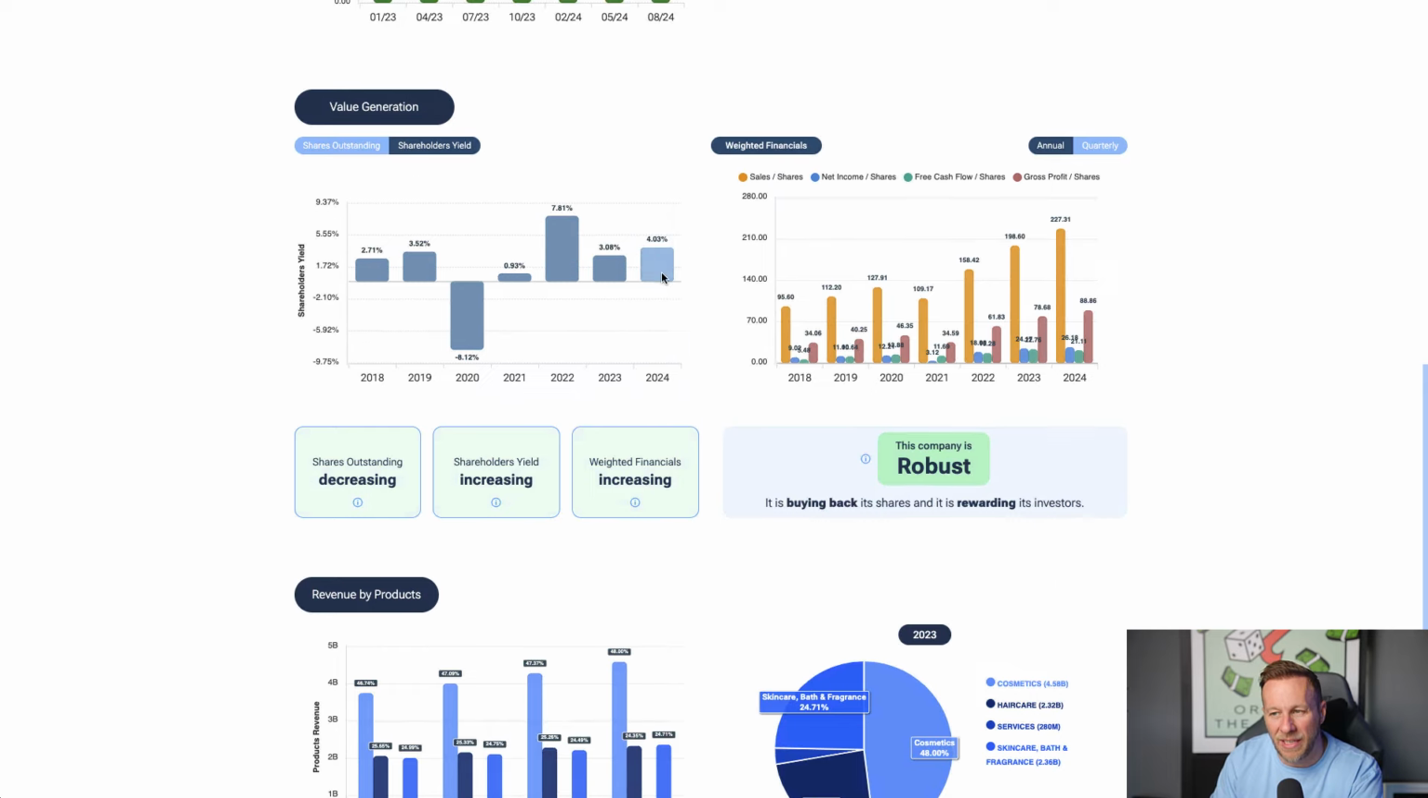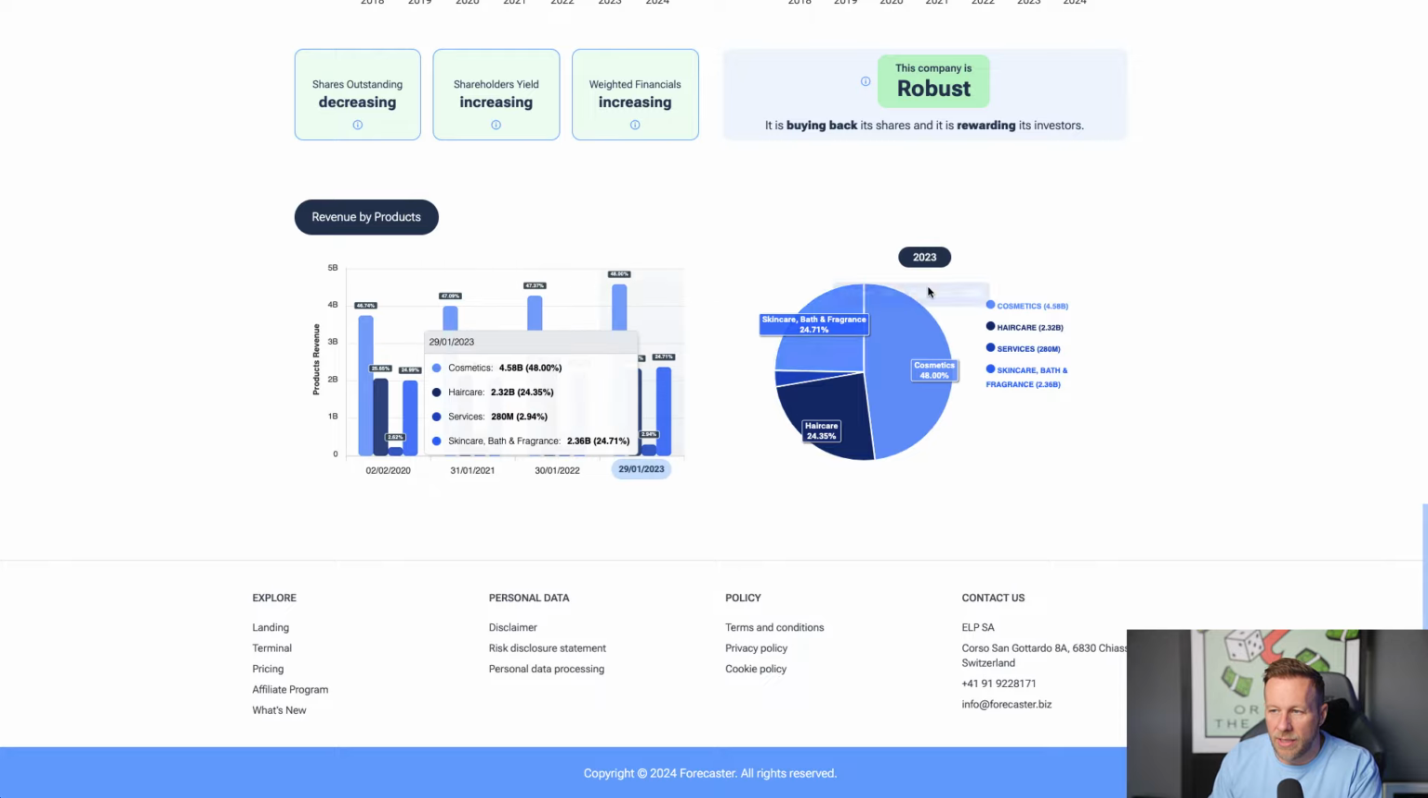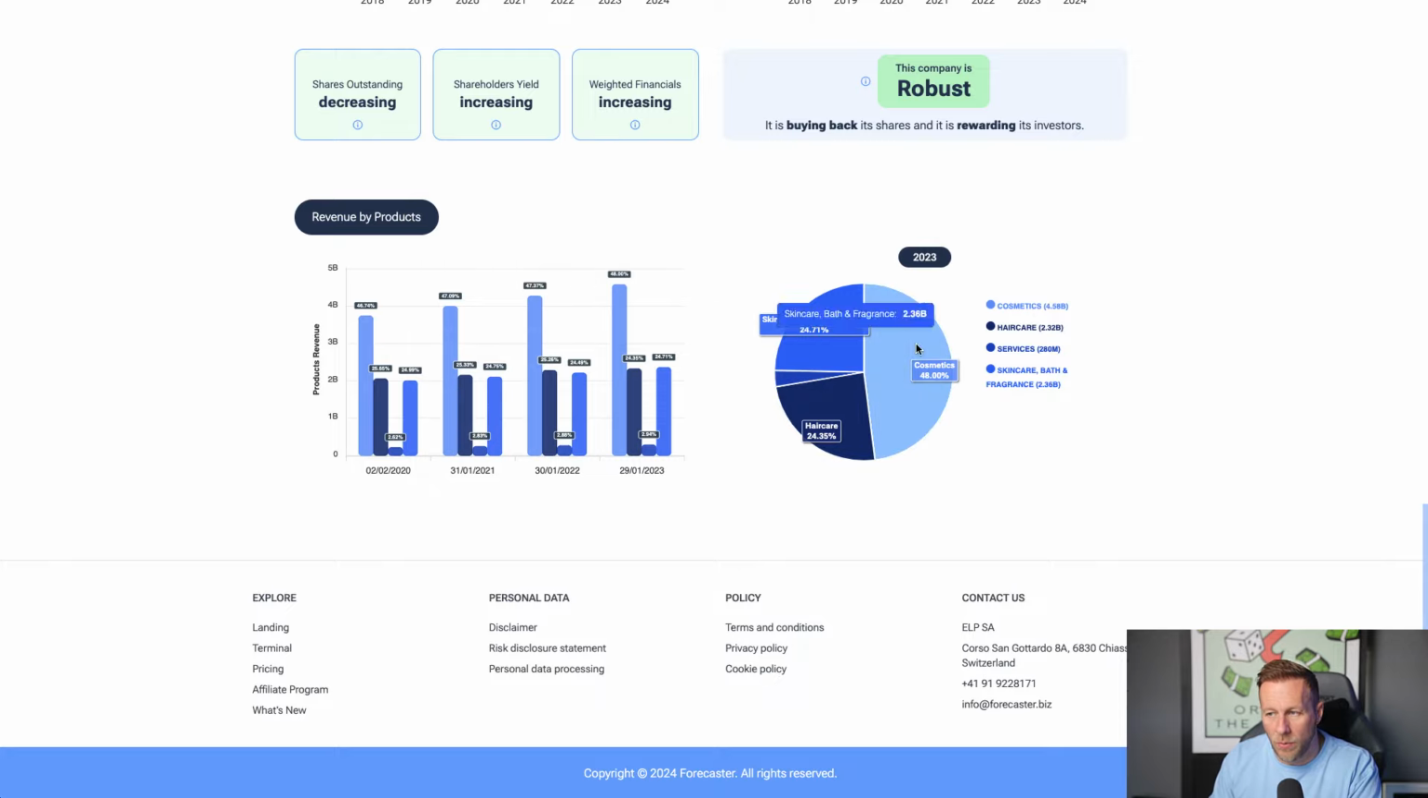Okay, so you want to make sure that you've got a positive shareholder yield, and it's not always the easiest thing to calculate. And again, we've got that at a glance at our fingertips here, which is really, really useful. And then down here, you can see the revenue by products, to see what their line of products is, and what's making up the revenue and how that's growing.